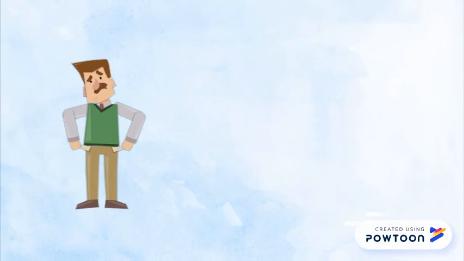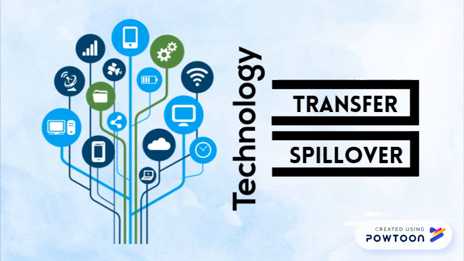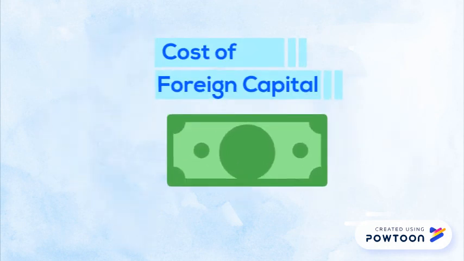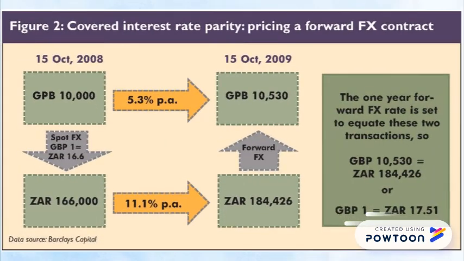Moreover, hardly any domestic financial institution will have the capability to fund such a large project. Also, the benefits from technology transfer and spillover effects over the economy will be substantial. Therefore, the cost of foreign capital needs to be calculated by considering appropriate hedging strategies like currency swaps and forward contracts.